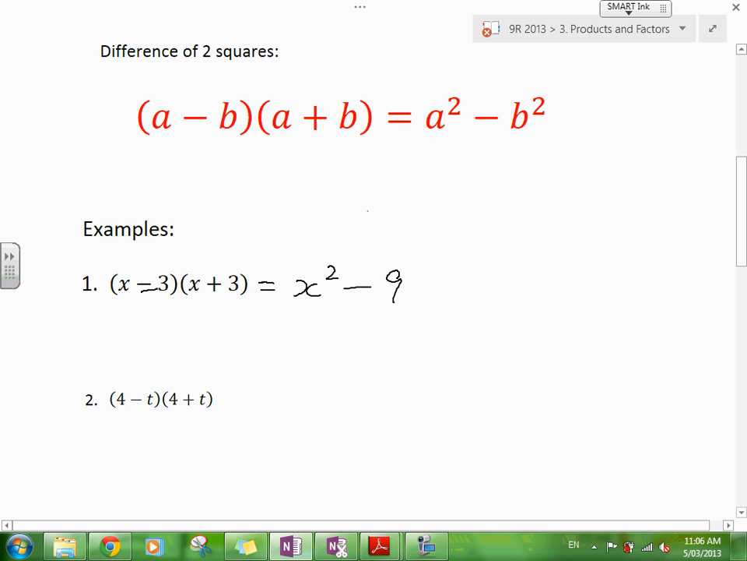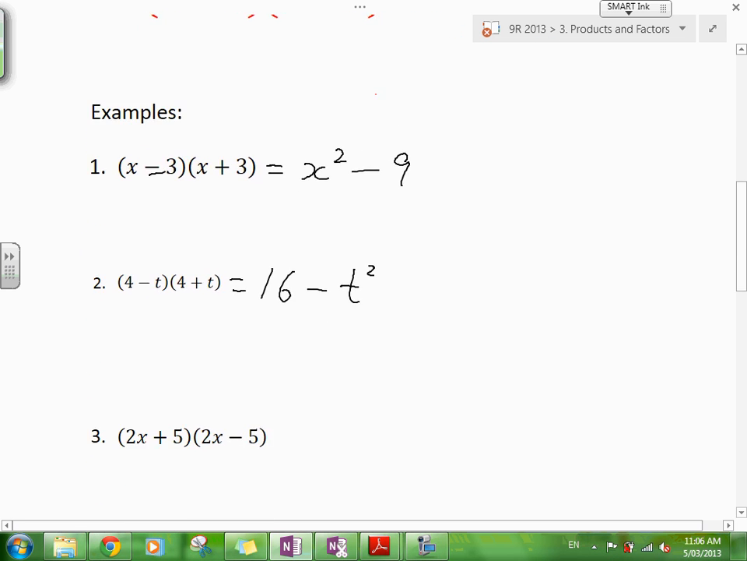Nina, you want to tell us the next one? Good. So 4 and 4, so square the 4 minus square the t, it's 16 minus t squared. Alright, so you're just recognizing that it's a difference of two squares.